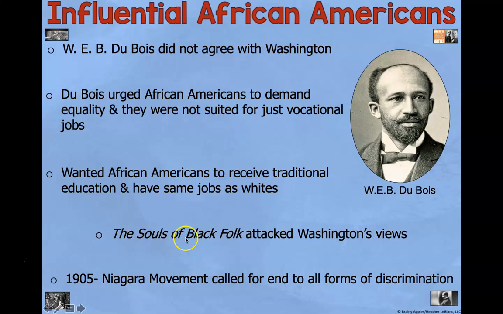He wrote an article called The Souls of Black Folk, and in that article he attacked Booker T. Washington's views. And in 1905 we have what is known as the Niagara Movement, which called for an end to all forms of discrimination. However, we know that that's not going to happen, not for the most part legally, until late into the 1970s. All right.